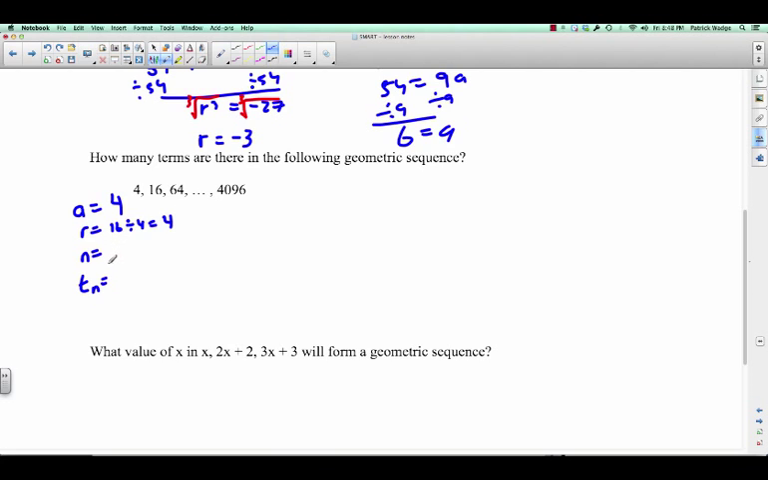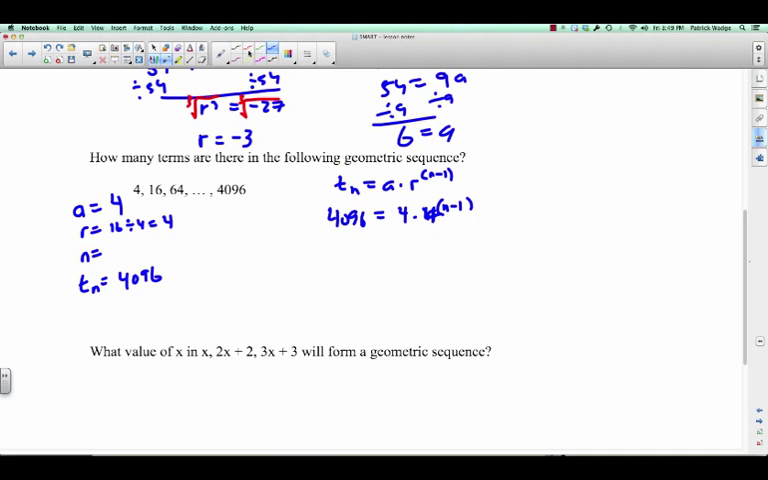Do I know how many terms there are? No, that's what the question is. Do I know what Tn is? That's like the last term, which is often what we're looking at. Yeah, we know the last term. The last term is 4,096. So we'll use our formula and plug in what we know. Tn is 4,096. a equals 4 times r is 4. Whoops, sorry. 4 times 4 to the n minus 1.